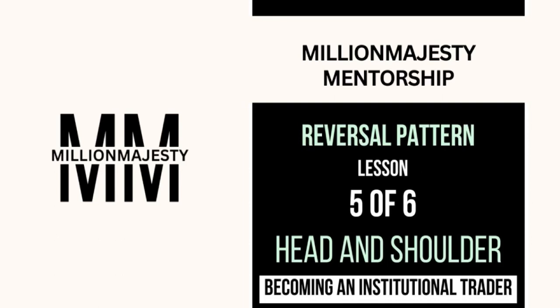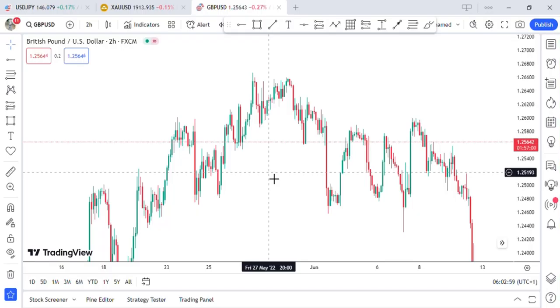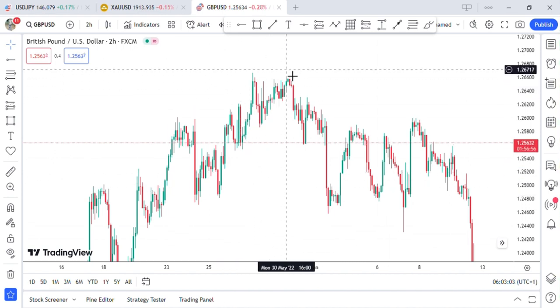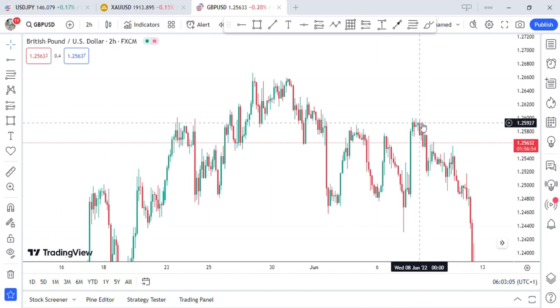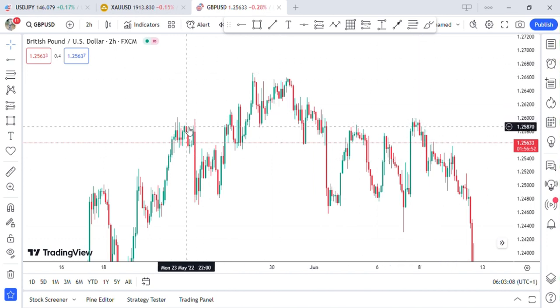So we are going to be discussing head and shoulder today, on how to trade it as an institutional trader, not as a retail trader. So let's get started right now. We have head and shoulders here. You can all see this is the head, then this is the left shoulder, and this is the right shoulder.